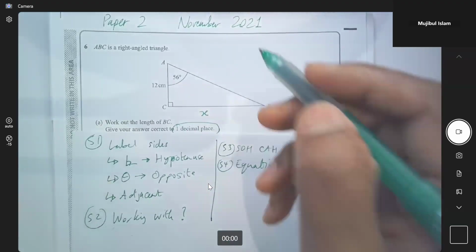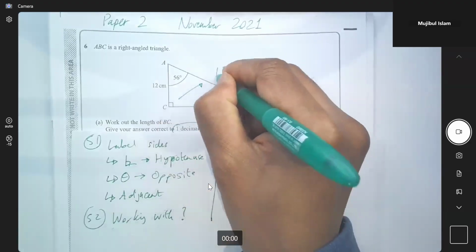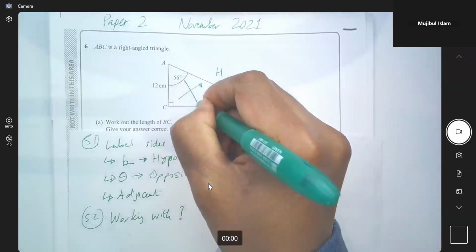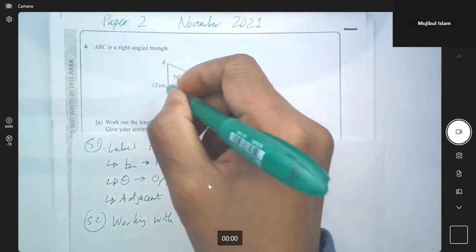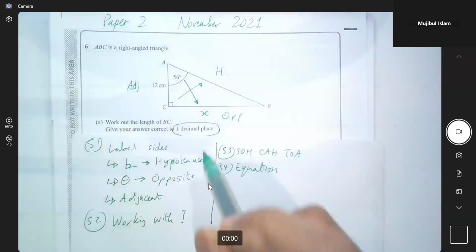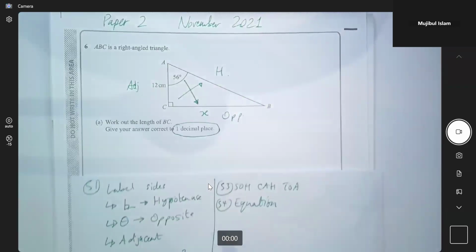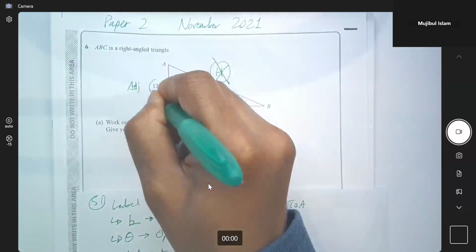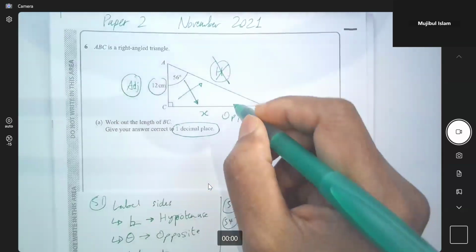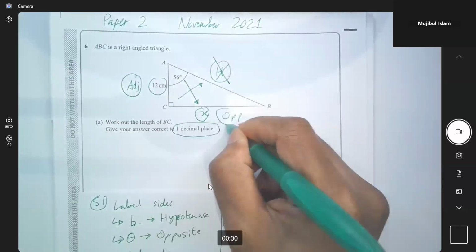Step one, label the sides. Opposite the right angle is my hypotenuse. Opposite the angle is my opposite side. And then this one is my adjacent. So I've done step one. Step two, what am I working with? There's nothing for H. I'm working with 12, which is adjacent. I'm working with X, which is opposite.